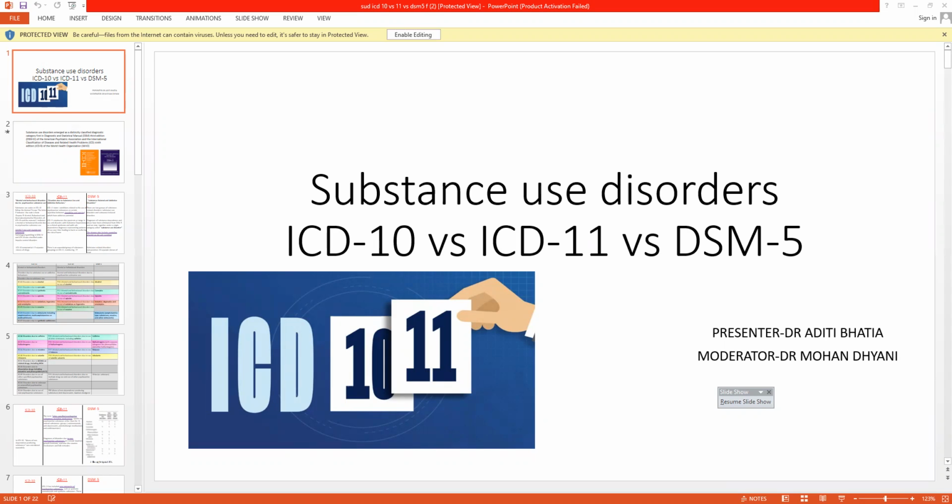So in ICD-11, is there a category for opioid withdrawal delirium? No, sir. They have given opioid withdrawal separately, and delirium is given as a separate diagnosis.